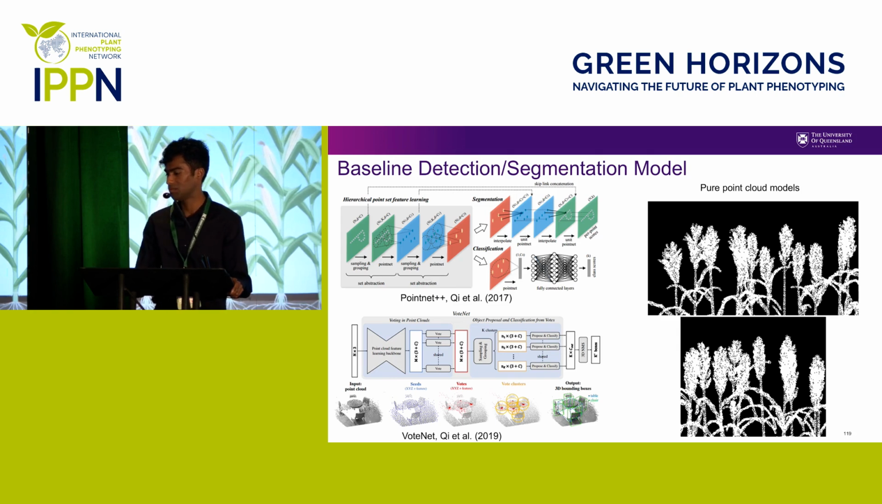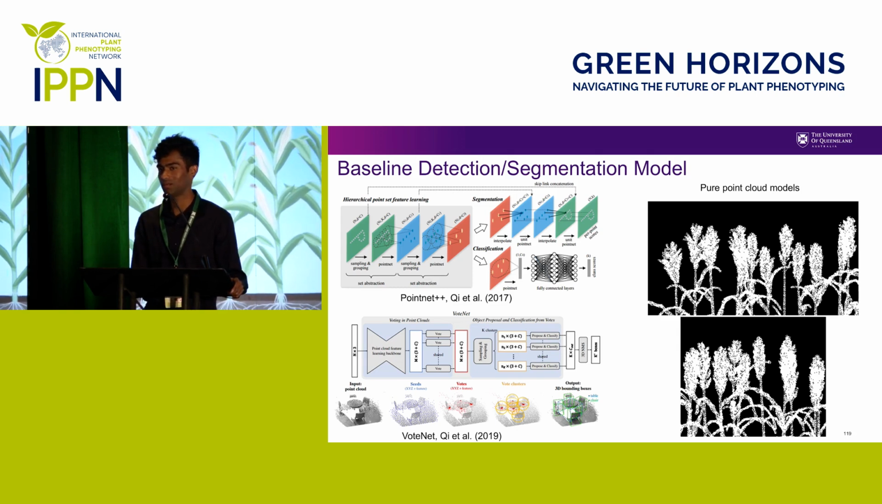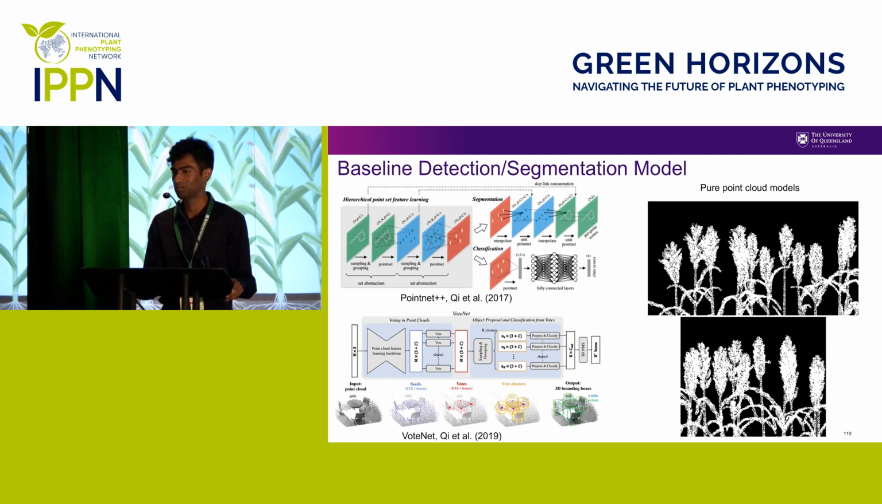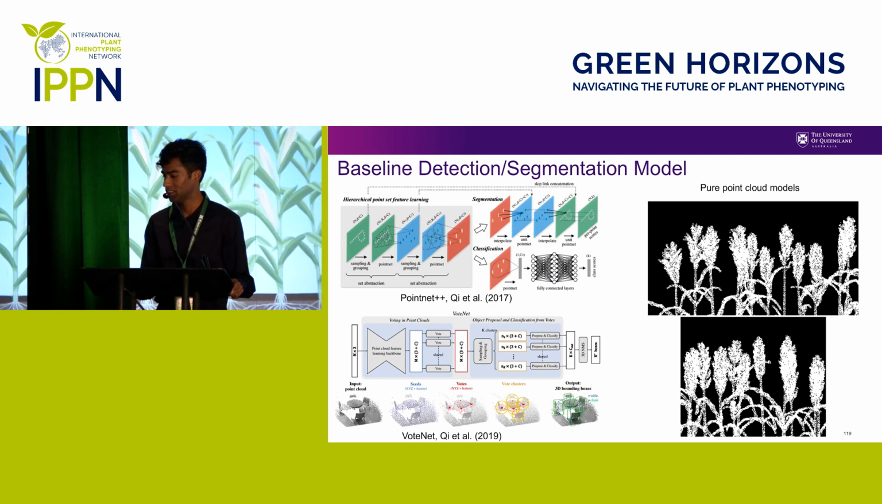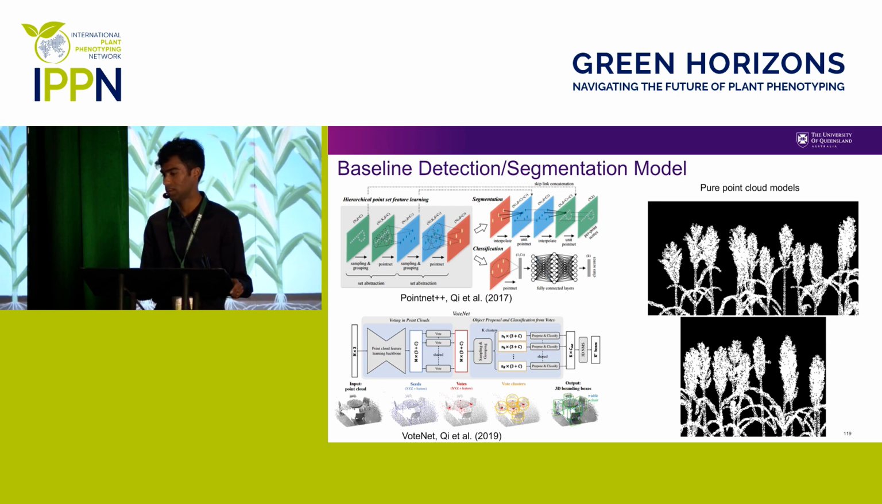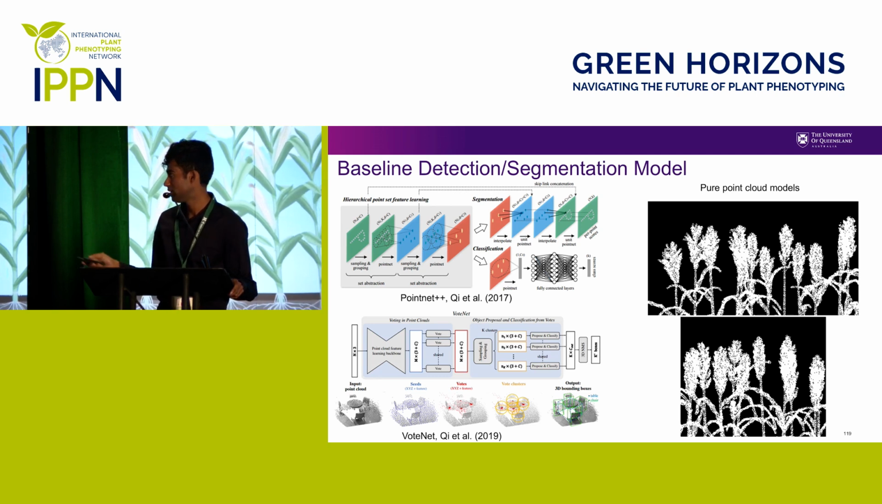For our baseline models, we train a modified version of PointNet++ and VoteNet. We've come up with a custom voting module, which I'm happy to discuss later if anybody's interested. These are two seminal deep learning architectures in point cloud literature to do these tasks. The other thing I'd like to mention is that we train these models as purely point cloud models, so we're not including any color or normal information. These models would parse the canopy models purely based off of geometry and no additional information.